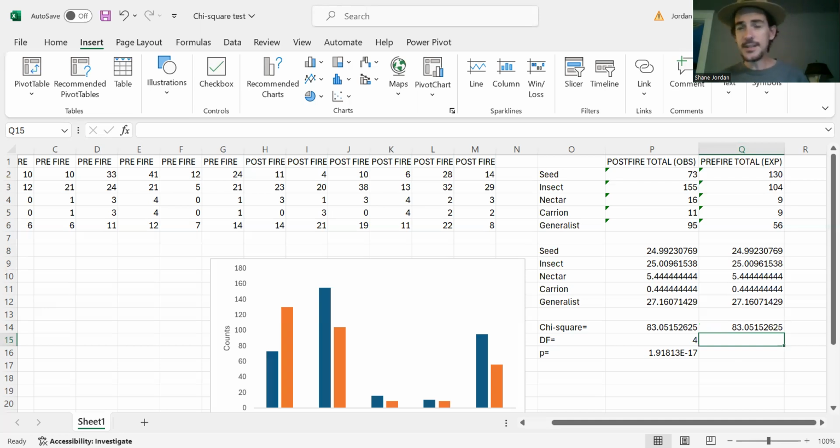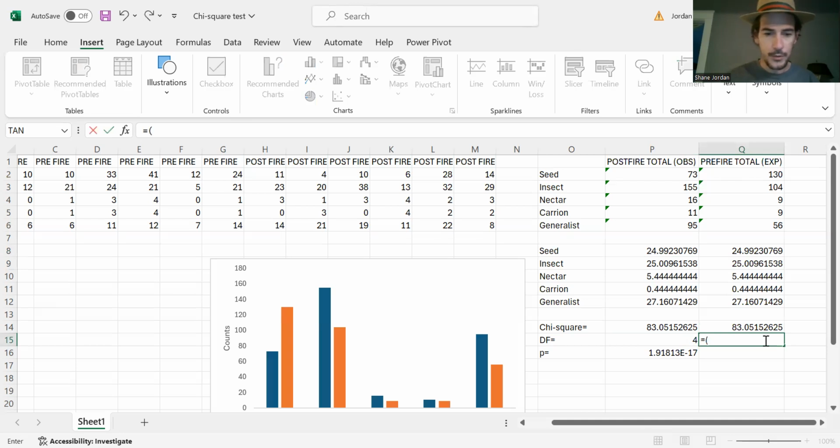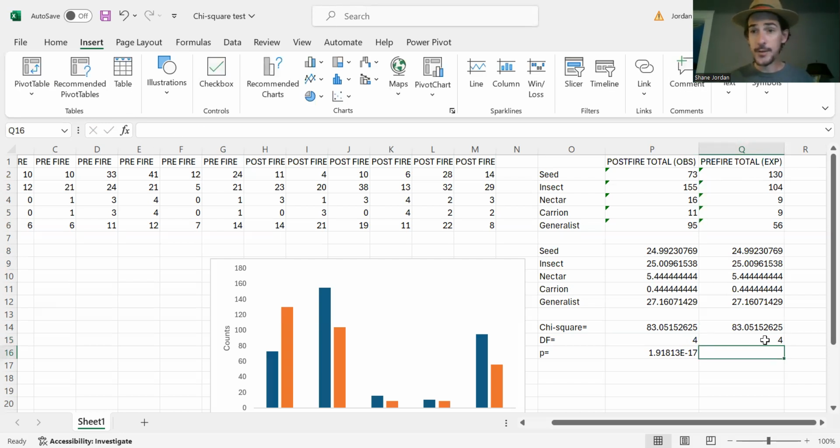What do we need next? We need to know what the degrees of freedom are. And as it turns out, you might recall, the degrees of freedom for a contingency analysis equal the number of rows minus 1 times the number of columns minus 1. In this case, we have 5 rows and 2 columns. So we can calculate the degrees of freedom here as being equal to 5 minus 1 times 2 minus 1, and that gives us 4 degrees of freedom. We're up and rolling. All we need to do now is calculate our p-value.